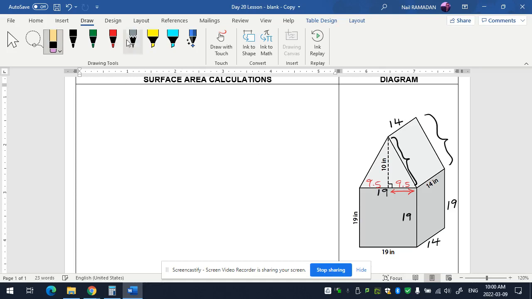Okay, so go ahead and sketch a small right triangle this way. Okay, this is 19, and this is 9.5. Who remembers the Pythagorean theorem? Oh, my bad. Sorry, 10. My bad, 10. Thank you.